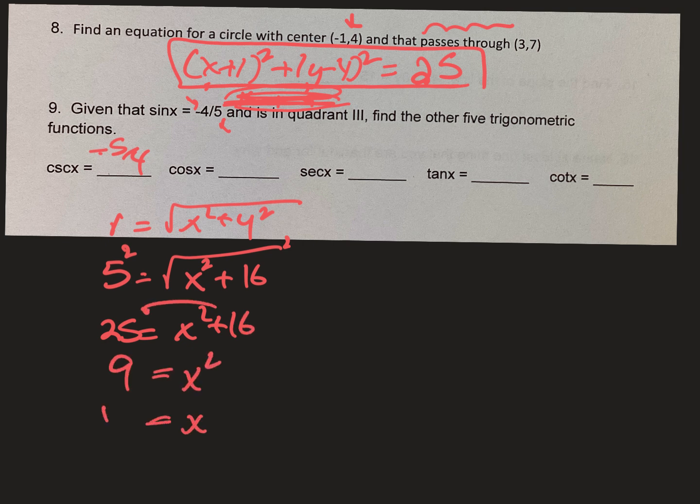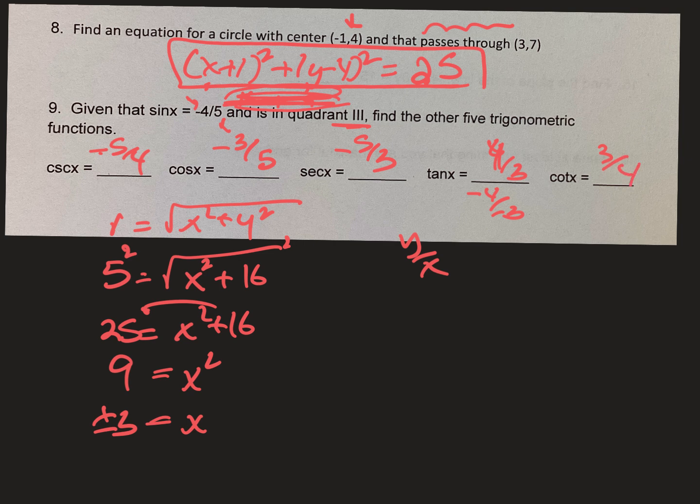The square root would be plus or minus 3. You got to choose whether it's plus or minus. Because it says we're in quadrant 3, x is negative 3. So here we go. Cosine would be negative 3 over 5, the x over r. Secant is the reciprocal of that. Tangent is y over x. The y is negative 4. The x is negative 3. So it's 4/3. That's a 4, not a y. And then cotangent would be 3/4.